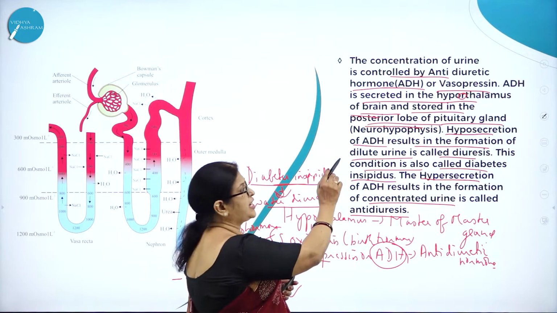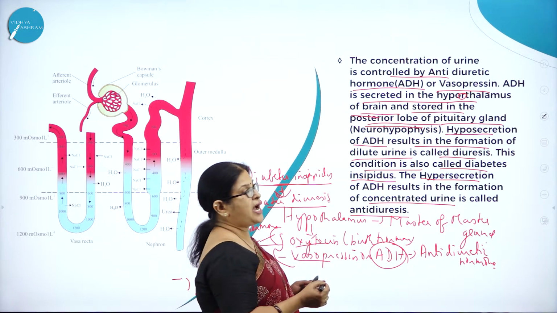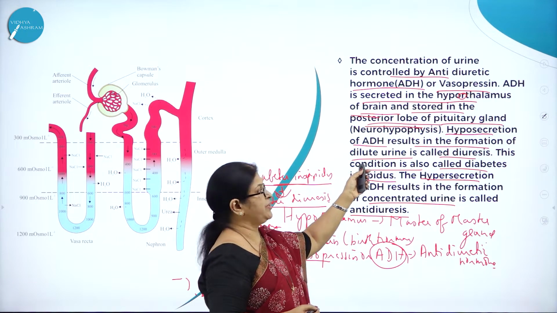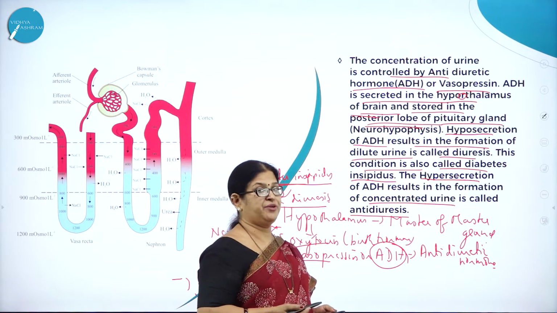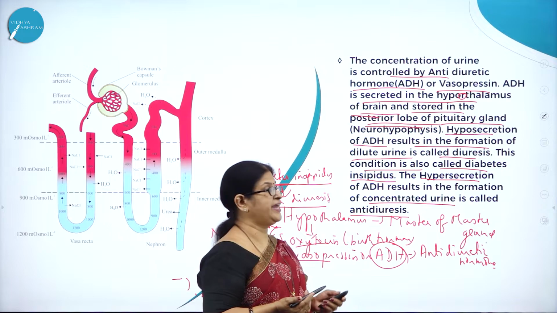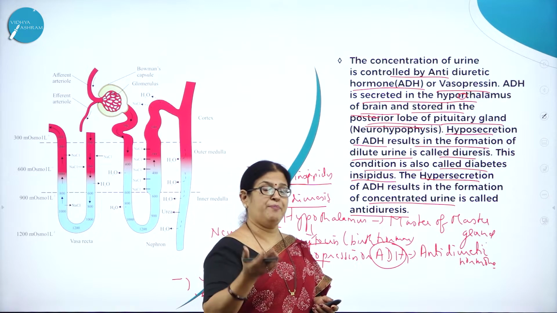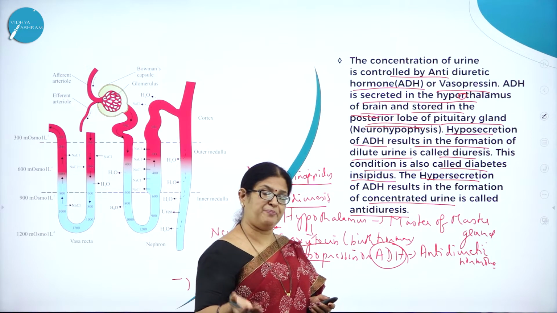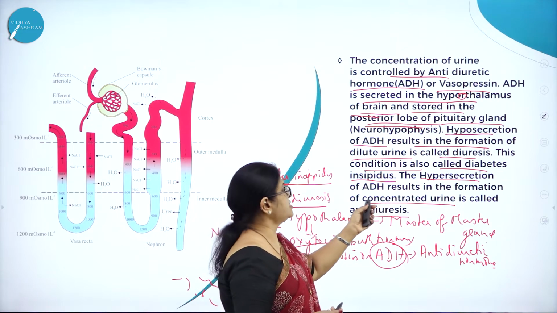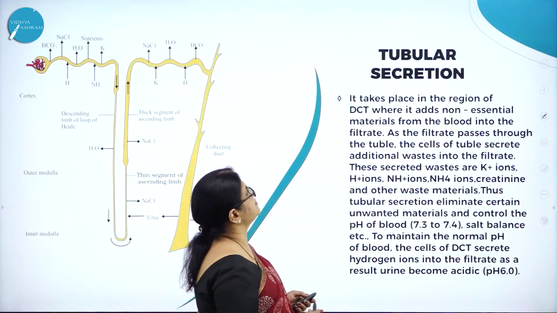ADH is secreted in the hypothalamus of the brain and stored in the posterior lobe of the pituitary gland. Hyposecretion of ADH results in the formation of dilute urine, called diuresis or water diuresis. It is called diabetes insipidus. The hypersecretion of ADH, more secretion of it, is also not good. Hypo is not good and hyper is also not good. So the hypersecretion of ADH results in the formation of concentrated urine, called antidiuresis.